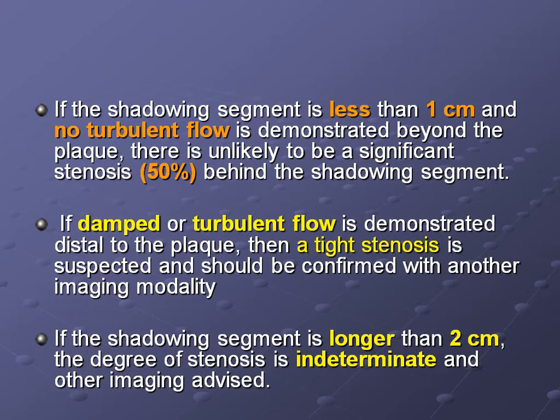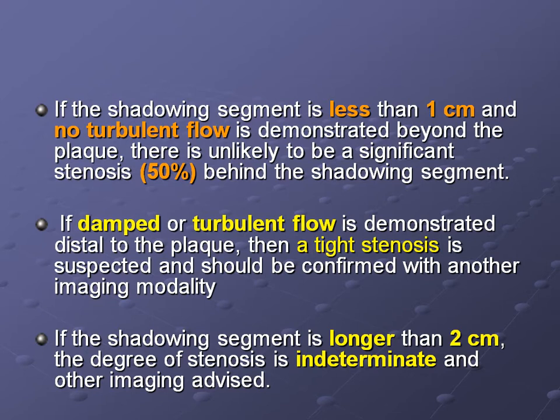If the shadowing segment is less than 1 centimeter, there is no turbulent flow distal to it. That means the plaque is unlikely to be more than 50%. So, you measure the length of the black, calcified segment. If it's less than 1 centimeter, the velocity is not turbulent distal to it, and this heavily calcified plaque is not causing significant stenosis.